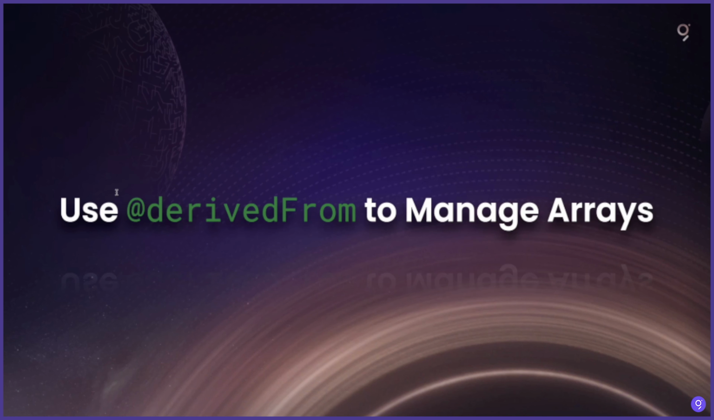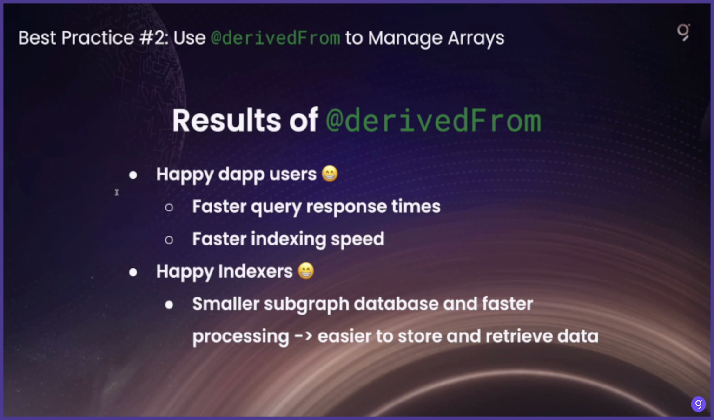So let's go into subgraph best practice number 2. This is use derivedFrom to manage arrays. So using derivedFrom is a pretty solid technique to manage relationships, and this is what results if you use derivedFrom. Once again, we get happy DApp users. There's going to be faster query response times, and also there's faster indexing speed. There's going to be faster processing of that data too. So we have a smaller subgraph database size, and then also processing can be faster if we're using derivedFrom. We also, once again, have happy indexers, smaller subgraph database, and faster processing, easier to store and retrieve data.